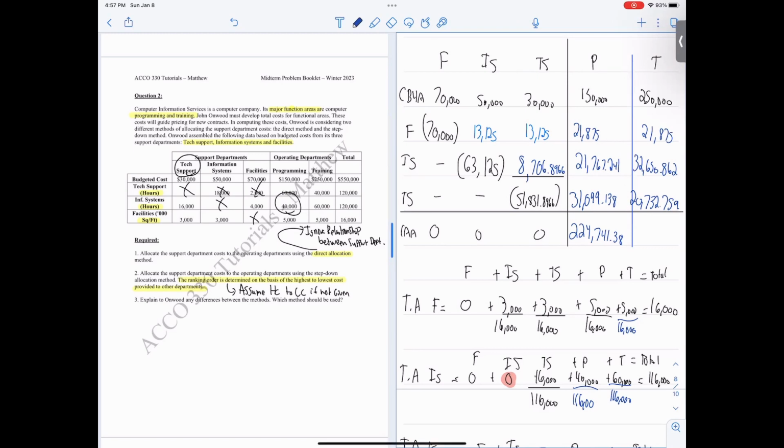Okay, then 325,258.62. Okay, and this is your cost after allocations for the operating departments when doing the step down method. Okay, there we go. That's it. That's all. If you guys have any questions, don't hesitate to reach out.